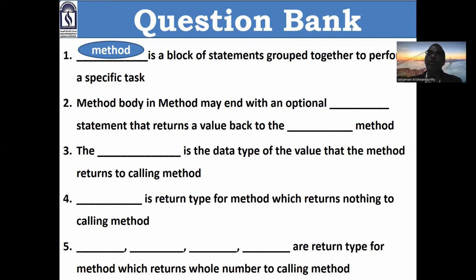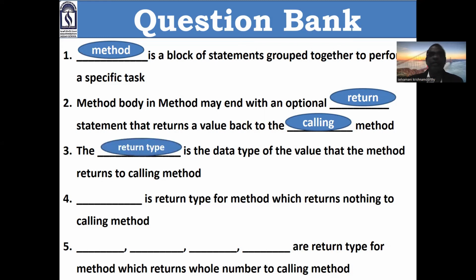Now you need to try two answers for this. Can anyone try? Good. The answer is: the method body in a method may end with an optional return statement which returns a value back to the dash method. It may be a calling method or main method. Calling or main, both are the same. Try out the third one. The dash is the data type of the value that the method returns to the calling method. Can anyone try? Good. Return type is the data type of the value that the method returns to the calling method.